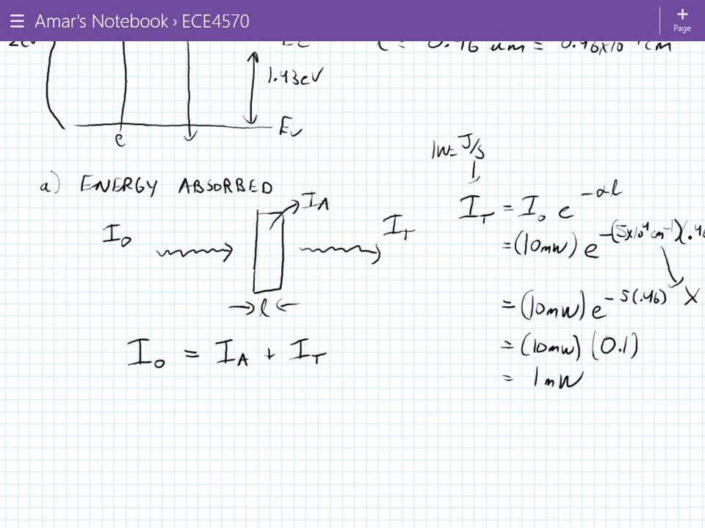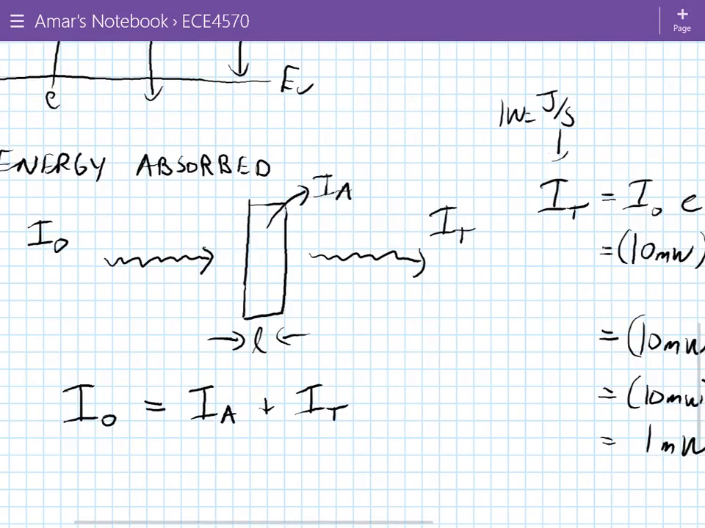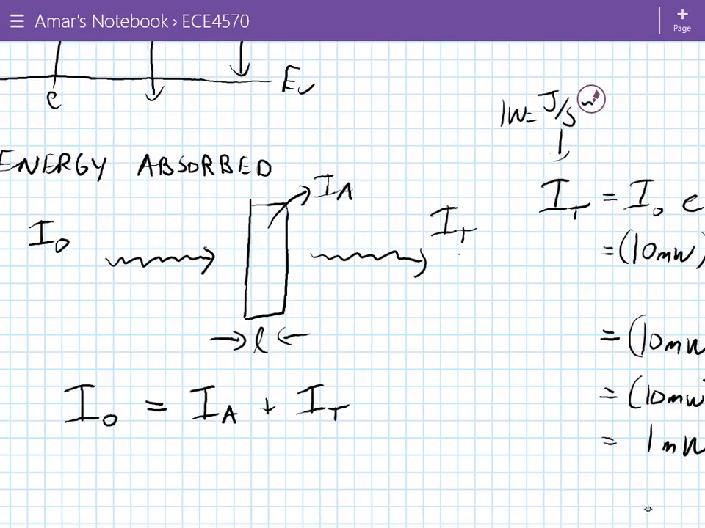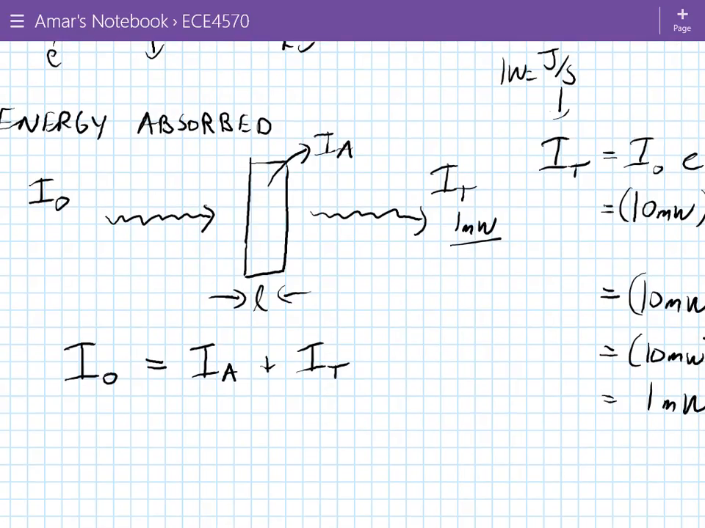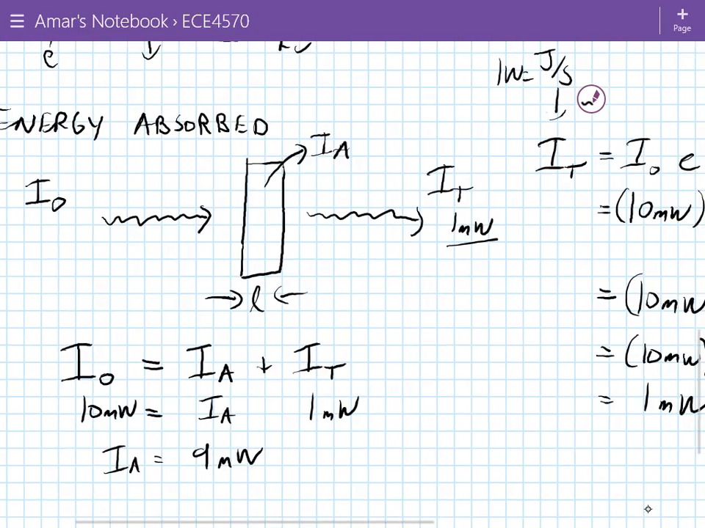So for the first part of this problem, we have figured out that the transmitted light is 1 milliwatt. The absorbed light is 10 milliwatts here, minus 1 milliwatt here. So the absorbed light is equal to 9 milliwatts, and the incident light is 10 milliwatts. That's the first part of the problem, figuring out the energy absorbed.